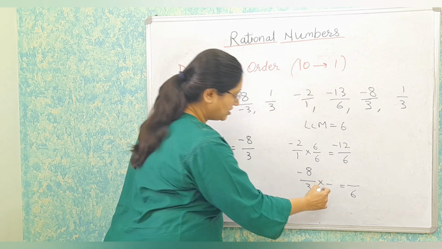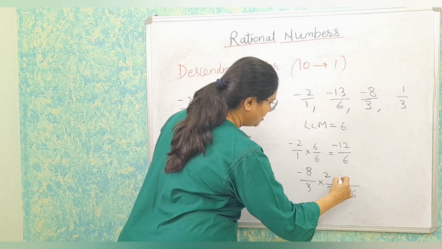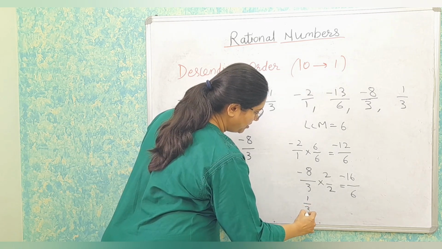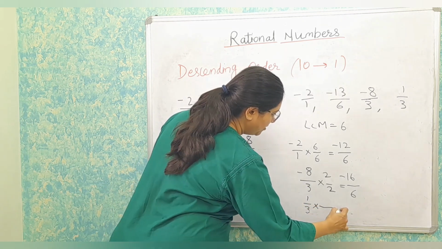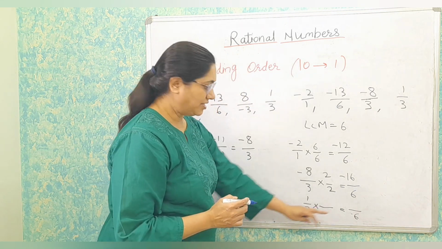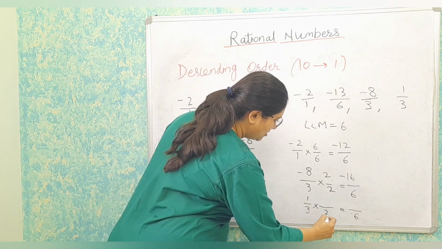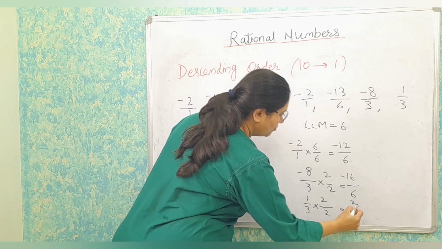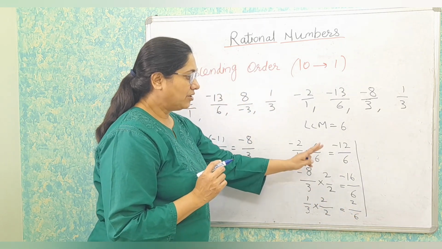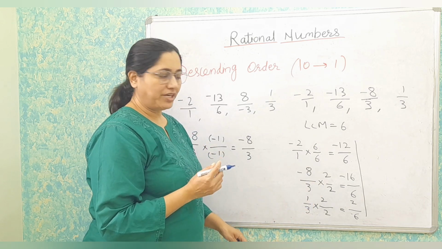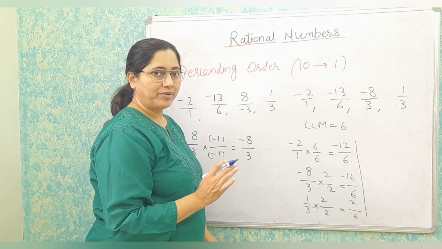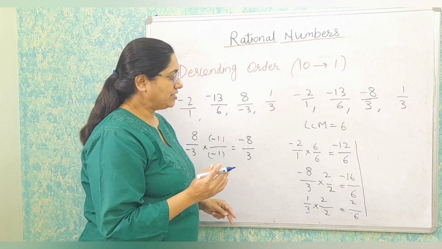You know 3 2s are 6, so 8 2s are 16. Third one, 1 upon 3 multiplied by a number so that the denominator will be 6. And again 3 2s are 6 and 1 2s are 2. So now I am having these 4 rational numbers. All of them are having the same denominator and all the denominators are positive. So now I can compare which one is smaller and which one is greater.